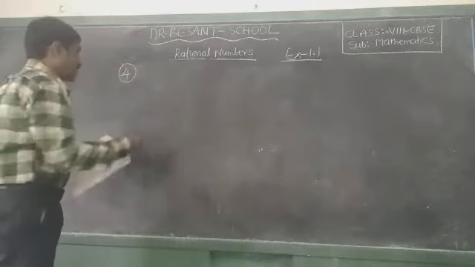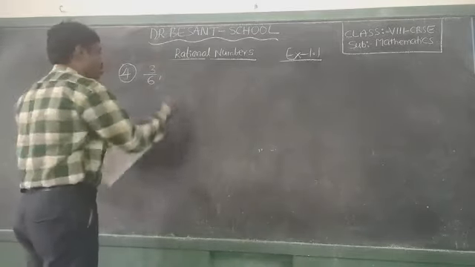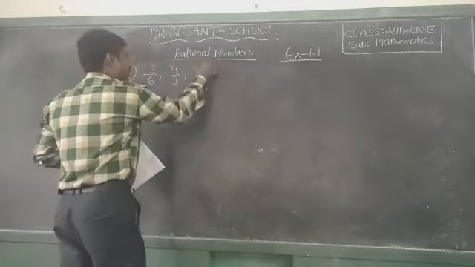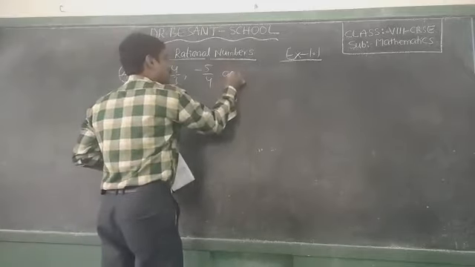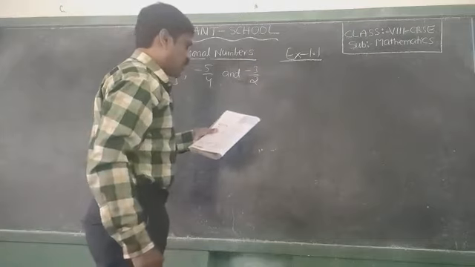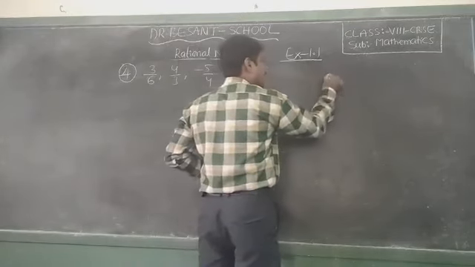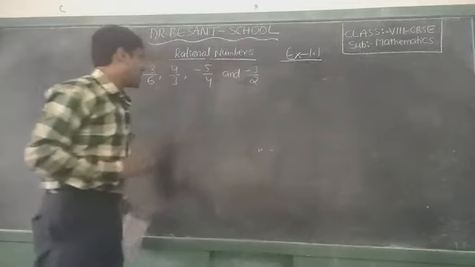See, 3 by 6, 4 by 3, minus 5 by 4, and minus 3 by 2. Arrange the following rational numbers in ascending order. So, we have to write in ascending order.